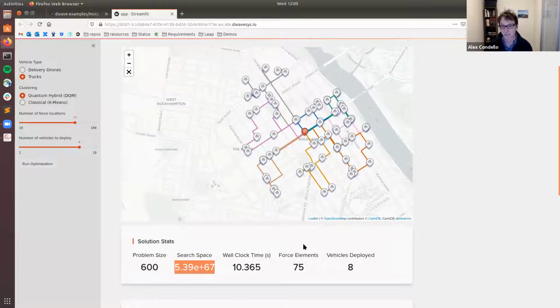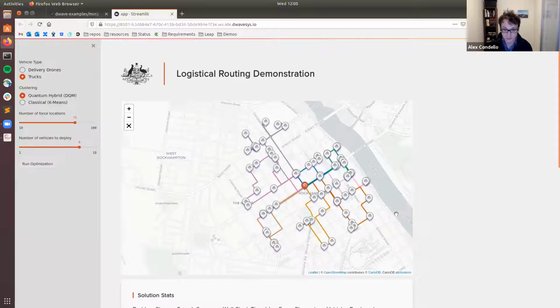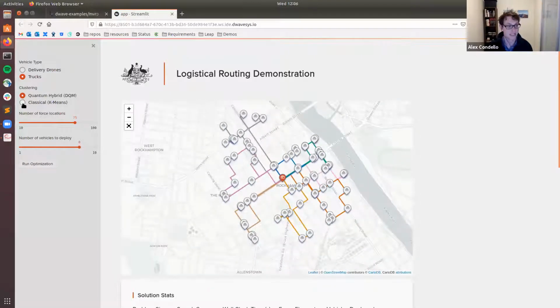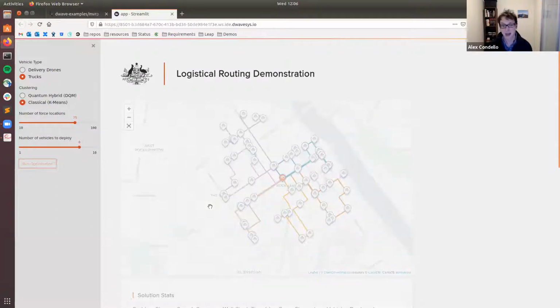So I want to finish this part of the live demo by comparing this to classical, because it is absolutely the case that this is the kind of problem that there are existing classical solutions to, and hybrid is another solution. So let's take a look at what that comparison is.